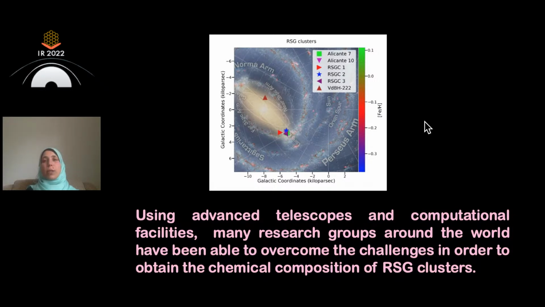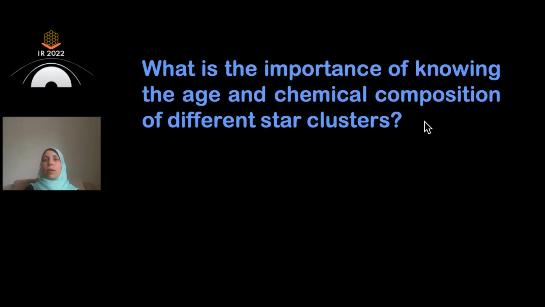So we need very large telescopes to be able to observe these objects that are very far away from us. But also we need the computational facilities that allow us to create theoretical models for us to compare with these observations that we're observing. And luckily we have both of these.